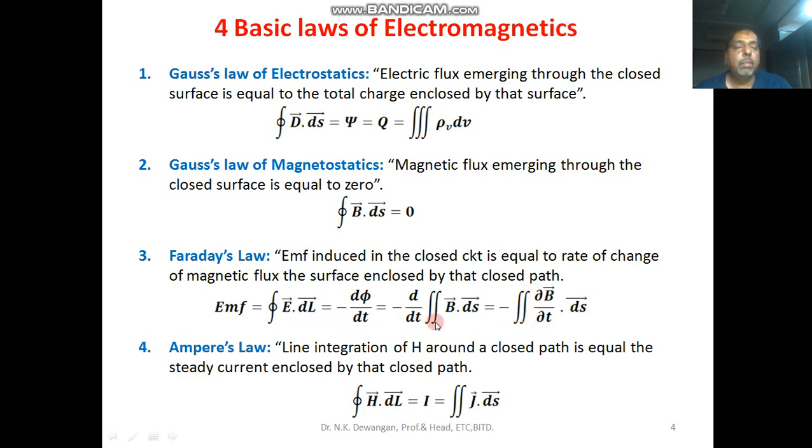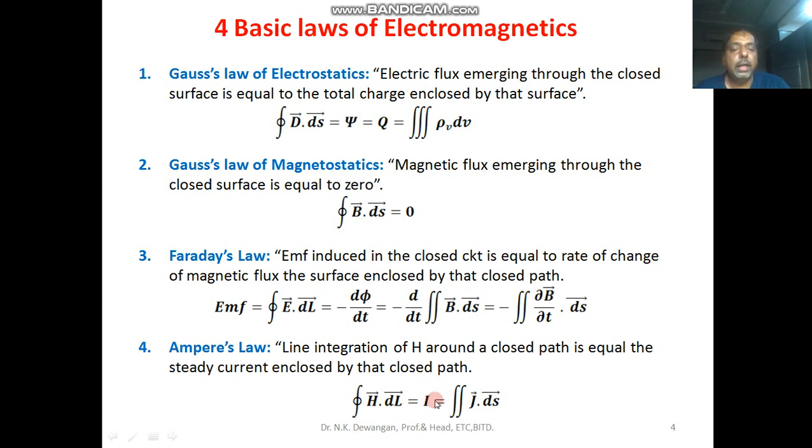This is the third law of electricity and magnetism. This is Faraday's law. Then the fourth law, Ampere's law. The line integration of H around a closed path is equal to the total steady current enclosed by that closed path. So the closed line integration of H will give you the total current enclosed by that path.